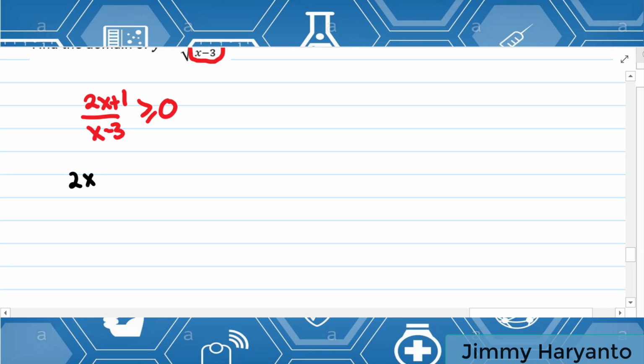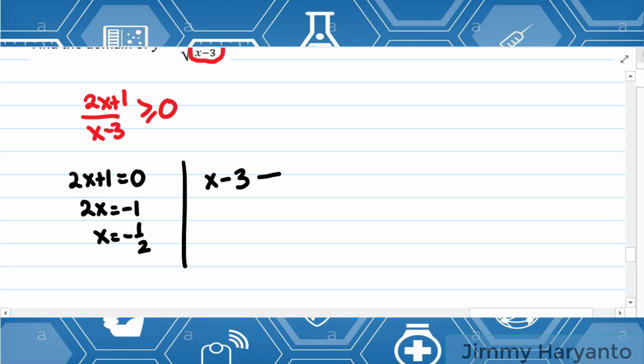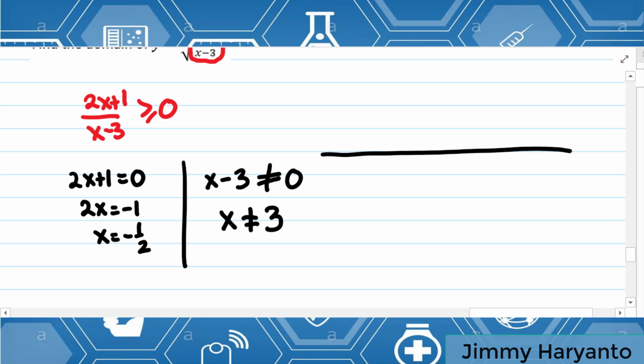You will have to make 0 for the numerator, so 2x equals negative 1, x equals negative half, and then you have to make 0 for the denominator, but this time because it's the denominator you cannot say it's 0, you have to cross the equal sign. So x cannot be 3, and then like usual you have to use a number line. You have negative half and then you have 3. For the negative half you have to color it. For the 3 you cannot color it because the equal sign is crossed.